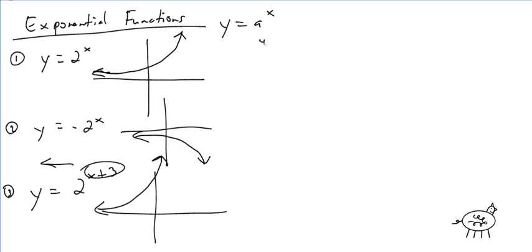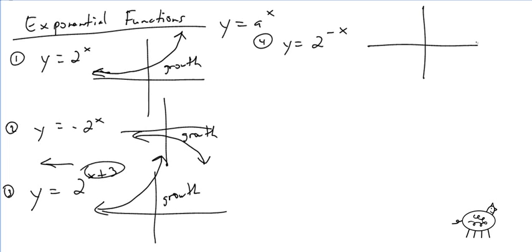Okay? And let's try another one. How about y equals 2 to the negative x? Well, by the way, all these guys are growth. So this guy right here, as x gets bigger, y gets smaller. So this guy is going to look like this. And this is called exponential decay.